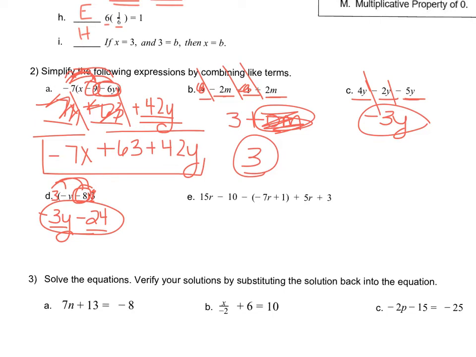So if I look at letter E, I can't draw my slashes because I have parentheses, so I have to distribute first. So notice I don't have a number in front of my parentheses, which means there's an invisible 1. So I'm distributing negative 1 to everybody inside. So negative 1 times negative 7 is 7r, and I'm going to put a plus so my brain remembers it's positive. And negative 1 times 1 is negative 1. And now I'm going to copy everything else down.